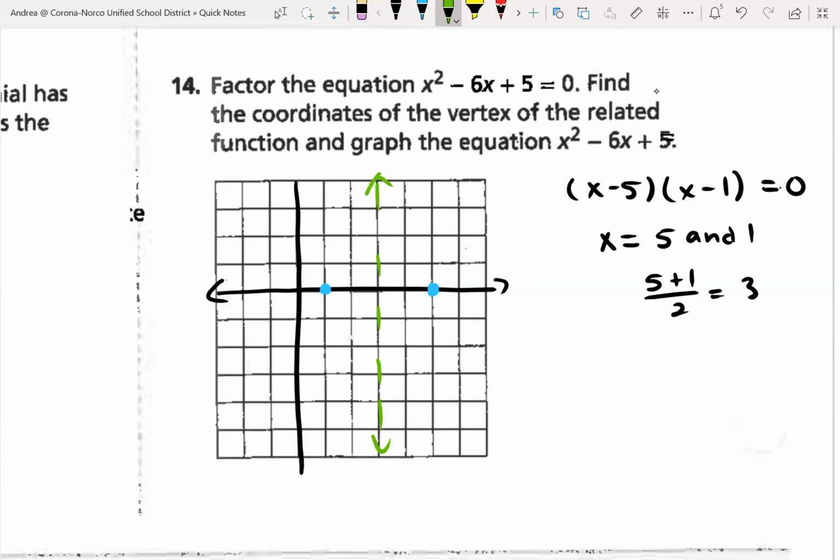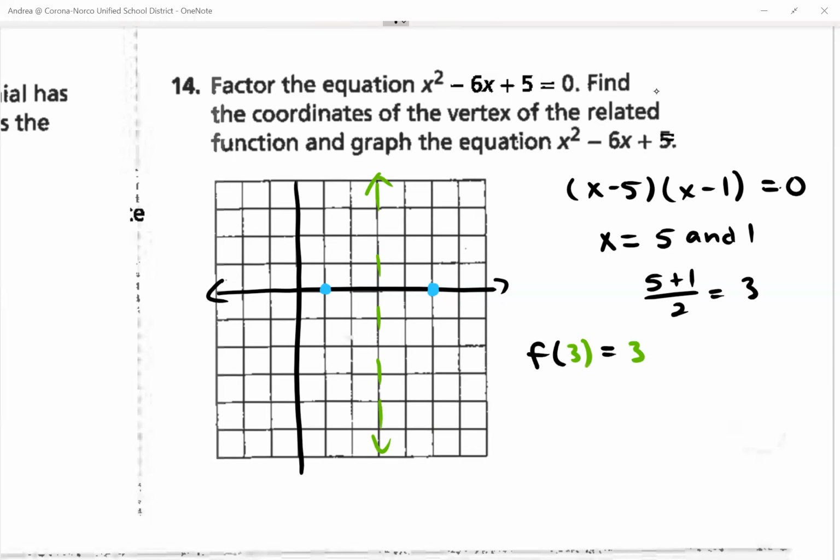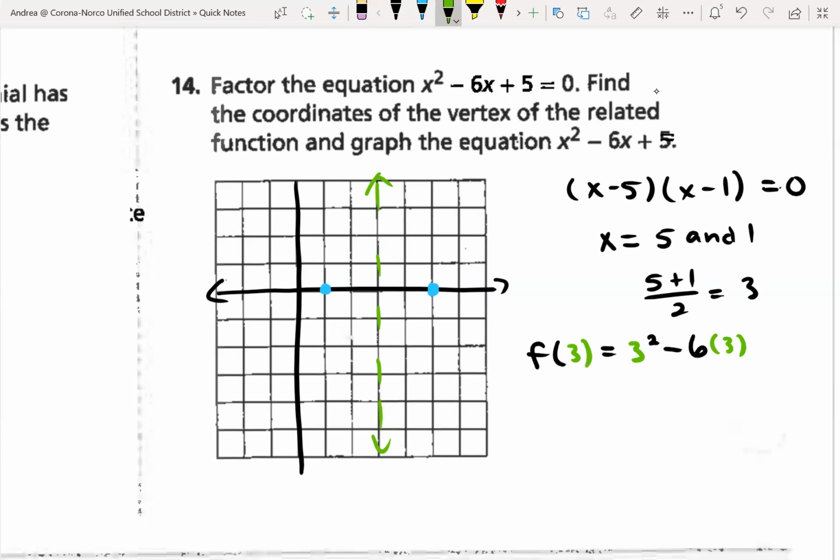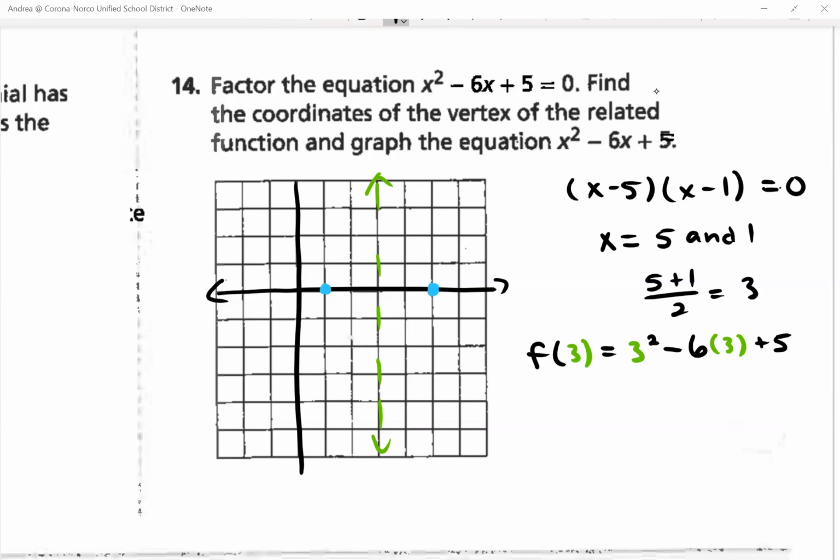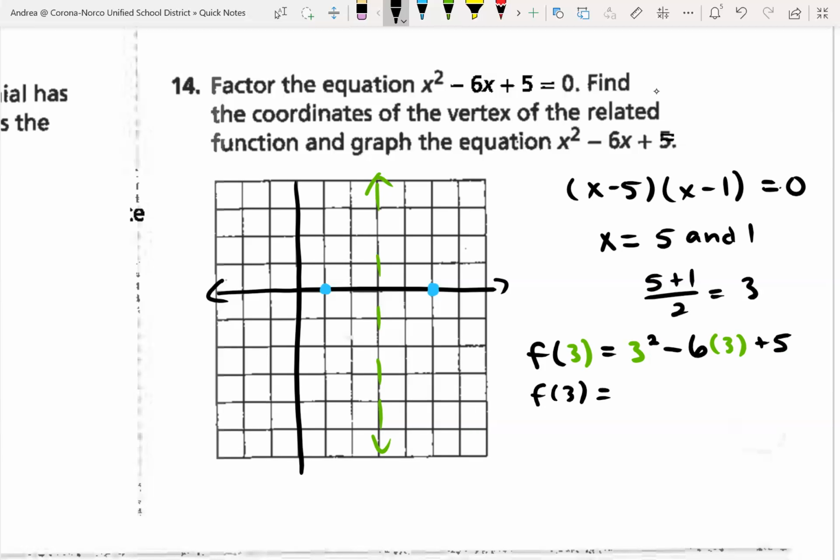Then we plug 3 into our equation. f of 3 equals 3 squared minus 6 times 3 plus 5. And keep going. f of 3 equals 9 minus 18 plus 5. That gives me f of 3 equals negative 4. So that's my vertex. Vertex is at 3, negative 4.